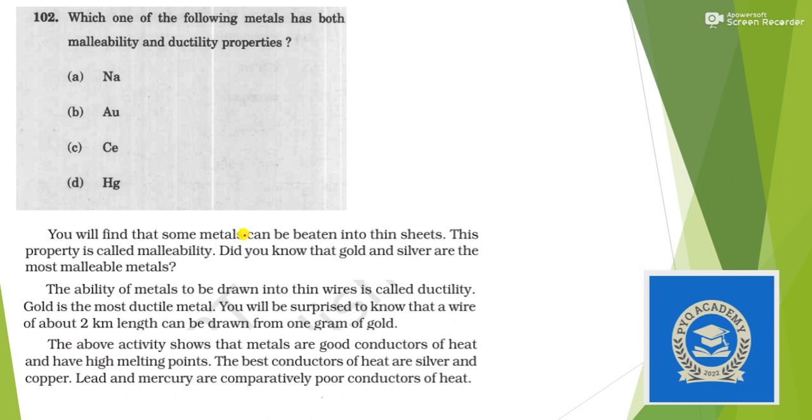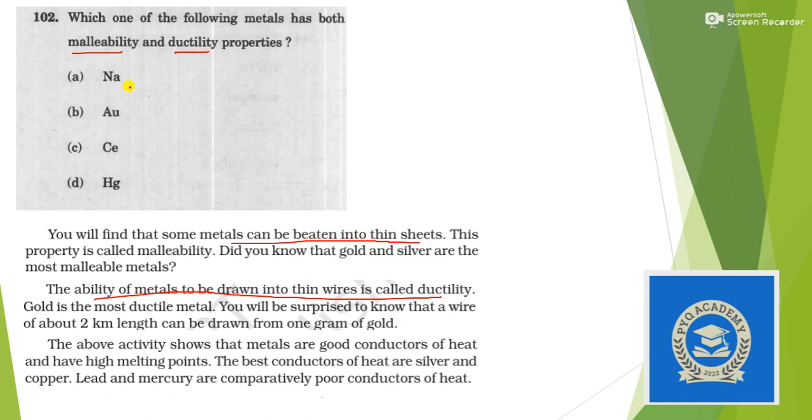Which one of the following metals has both malleability and ductility properties? Okay. So first you should know the meaning of malleability and ductility. Ductility means the ability of metals to be drawn into thin wires. And malleability means metal can be beaten into thin sheets.